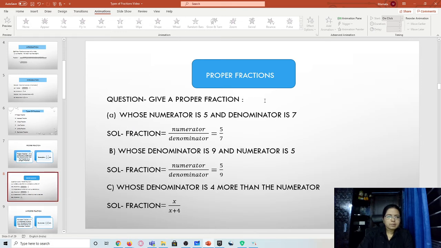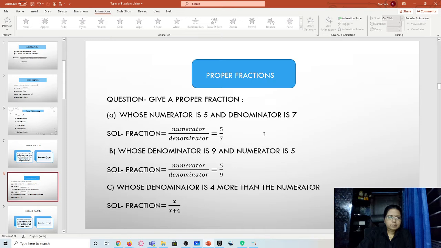Now give a proper fraction whose numerator is 5 and denominator is 7. We know a fraction is numerator divided by denominator. So the numerator is 5 and the denominator is 7, so 5 divided by 7. This is a proper fraction. And give a proper fraction whose denominator is 9 and numerator is 5. So 5 divided by 9. This is also a proper fraction.